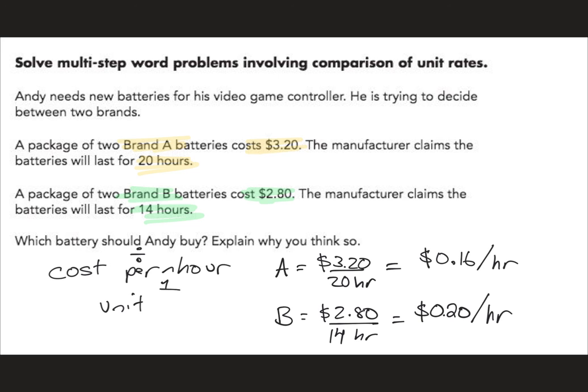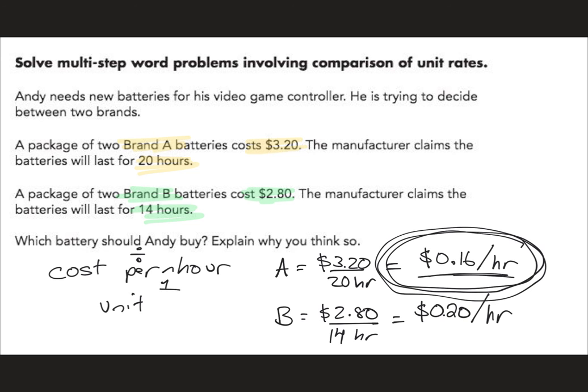So which one is the better deal, Libby? B. Or I mean no, A. A. You're spending less money for an hour of battery life. So do you think Andy should buy battery A? Yeah, probably. Okay. But what if he hears a news report that battery A sometimes explodes and causes fires? Then battery B. Then you think it'd be worth the extra money? Yep. But assuming that all things are equal, you think Andy should buy battery A?